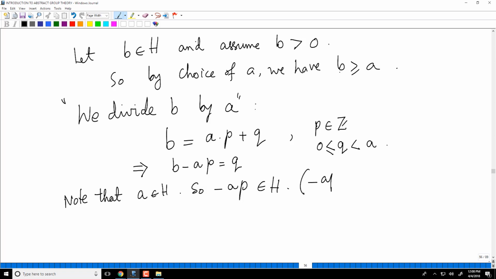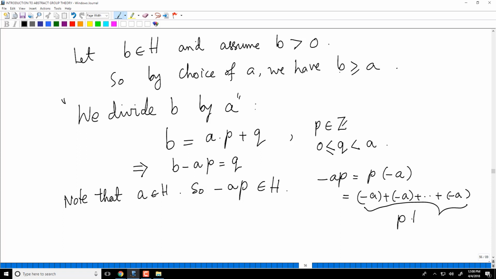What is minus AP? If you want to do it step by step, if A is in H, why is minus AP in H? Minus AP, remember, is P times minus A. I can write it like this: minus A plus minus A plus minus A, P times. A is in H, so minus A is in H, that is the property of a subgroup. If minus A is in H, adding minus A to itself P times is also in H. So, that is the proof for this.